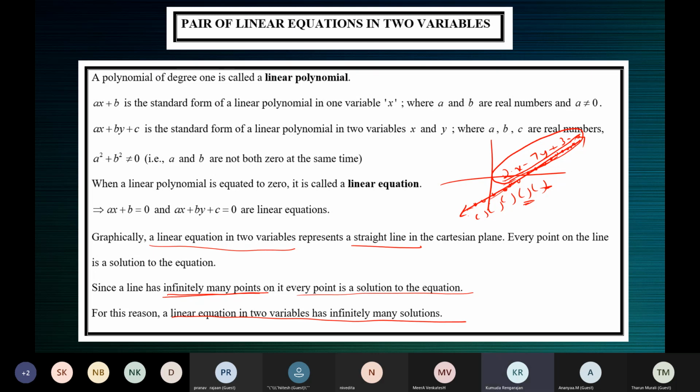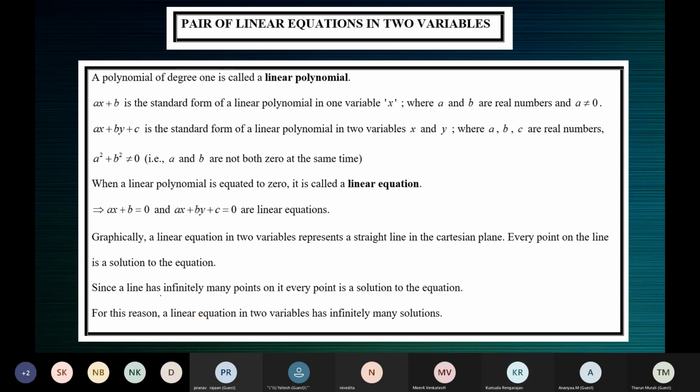For this reason, a linear equation in two variables has infinitely many solutions, because on the straight line there are infinitely many points. That's what is explained here. Since a line has infinitely many points on it, and every point is a solution to the equation, a linear equation in two variables has infinitely many solutions.